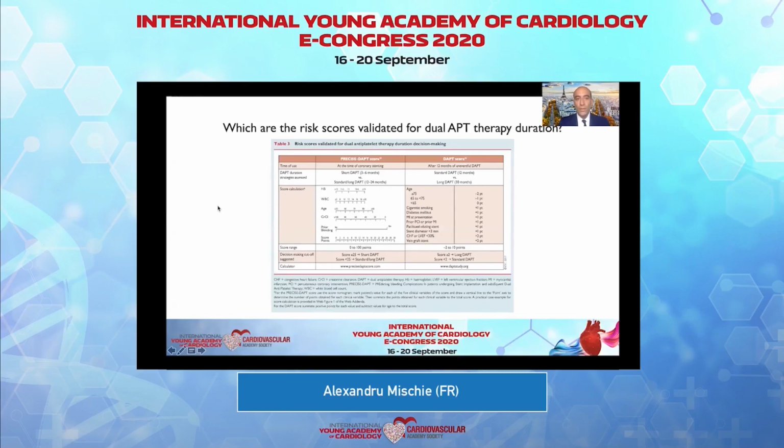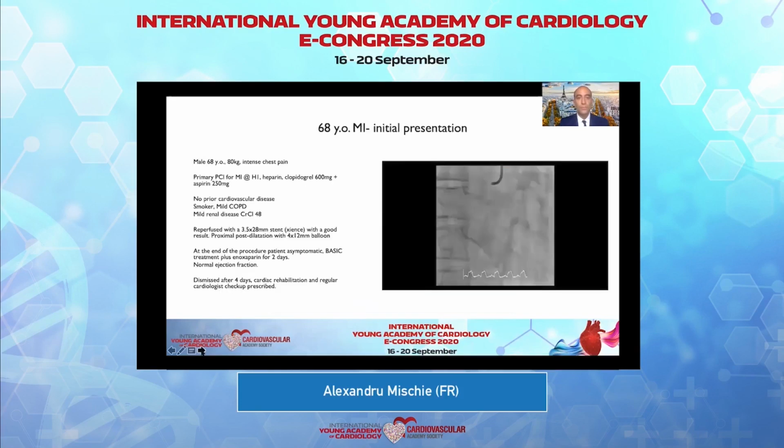Now, what are the risk scores validated for dual antiplatelet therapy duration? We have more or less two very good scores. These are the PRECISE-DAPT score and the DAPT score. Let me give you an example and present a case of a 68-year-old myocardial infarction patient. This is his initial presentation.